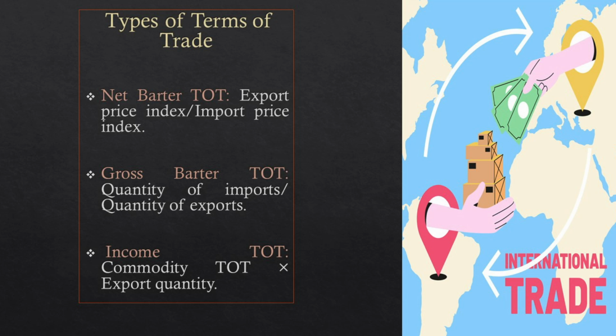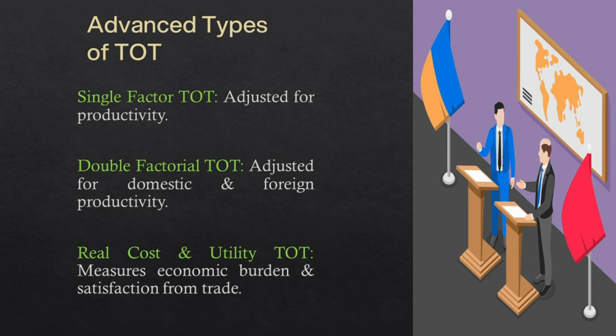Then single factor terms of trade. Single factor terms of trade is calculated by multiplying net barter terms of trade with the productivity index of the domestic export sector. Symbolically, TS is equal to PX divided by PM into ZX, where PX stands for price of export, PM stands for price of import, and ZX means productivity index of the domestic export sector.